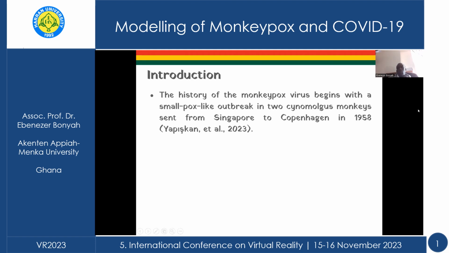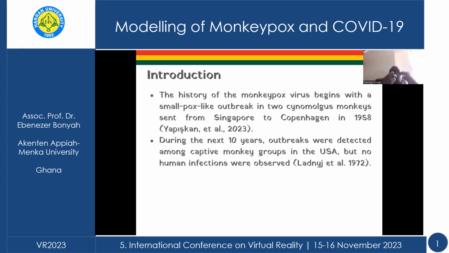Now, by way of introduction. The history of the monkeypox virus begins with a smallpox-like outbreak in 2 cynomolgus monkeys, which were sent from Singapore and Copenhagen in 1958. Then after 10 years of this outbreak, some monkeys identified in the United States began to have this disease. But the fortunate thing was that they did not transmit the disease from these monkey species to humans. That's the good news at that time.